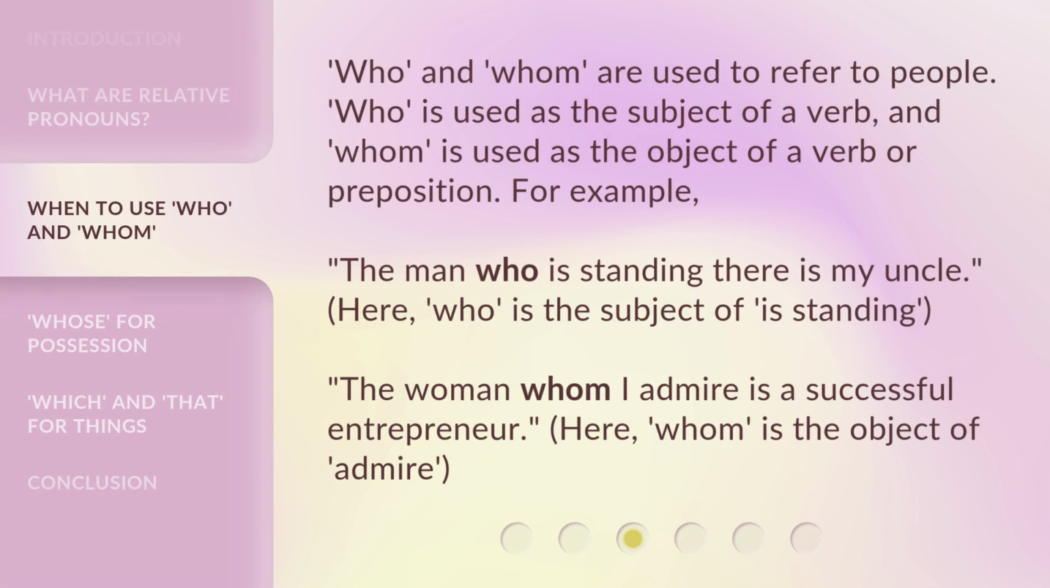Who and whom are used to refer to people. Who is used as the subject of a verb, and whom is used as the object of a verb or preposition. For example, the man who is standing there is my uncle. Here, who is the subject of is standing. The woman whom I admire is a successful entrepreneur. Here, whom is the object of admire.